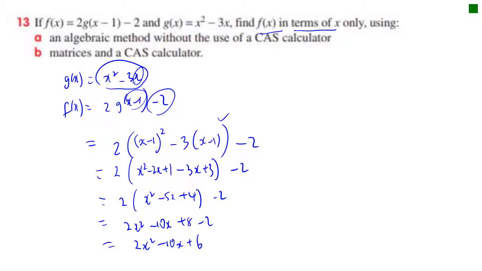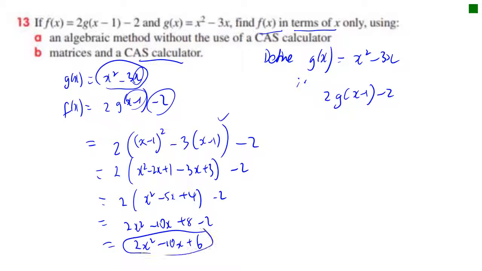Okay, well now, if you're going to be using matrices, it's going to be a little bit trickier, but if you're going to be using the CAS, well, that's just a matter of defining g(x) to be equal to x squared minus 3x, and therefore the next thing you would do to find out what f(x) is equal to, you would just type in 2 times g(x minus 1) minus 2, and the calculator automatically gives you this answer down here.